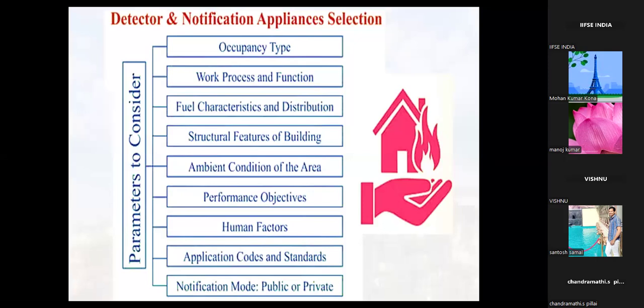Then application of codes and standards, notification mode, public or private. Now, obviously, depending upon the fuel characteristic and distribution type, we will go for selection of the fire detection and alarm system. Then the structural features of the building.